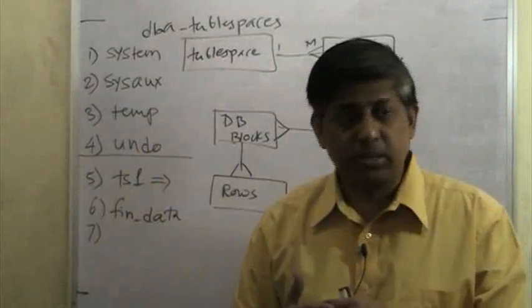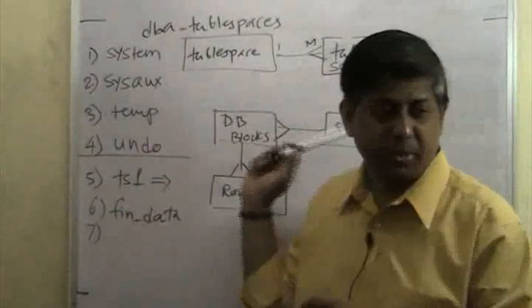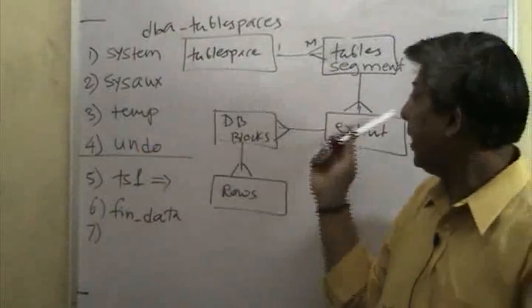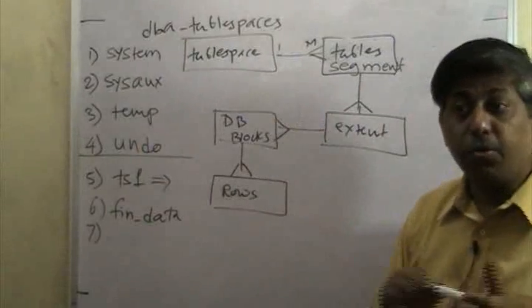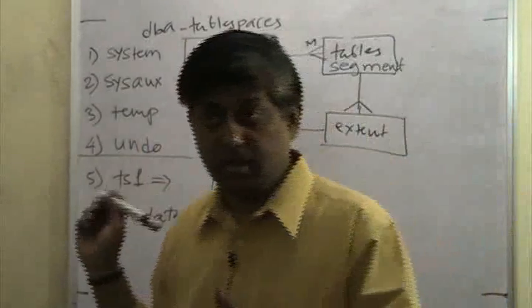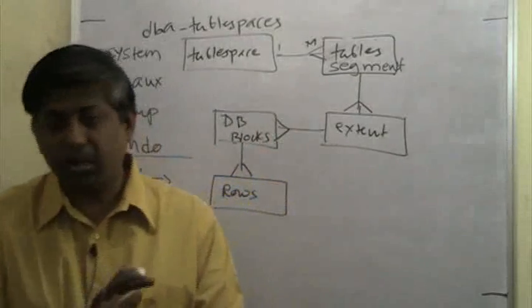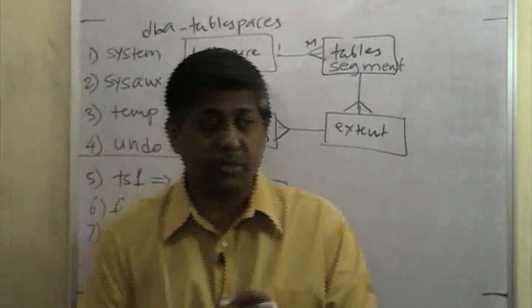A view doesn't take any space, but the tables on which the view depends will take the table space. They will actually be creating extents and all that stuff. So a view doesn't require any table space, and therefore a view is not called a segment. A table qualifies as a segment, but a view is not a segment because it doesn't require disk space.